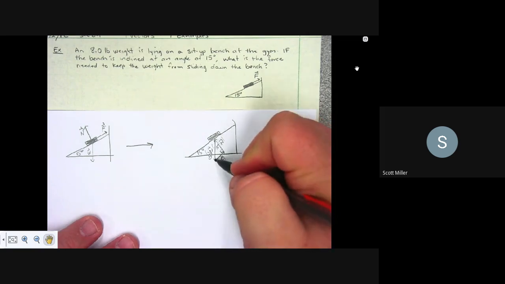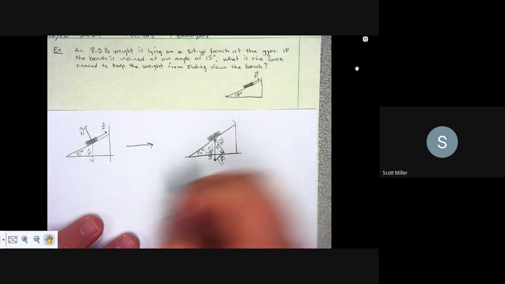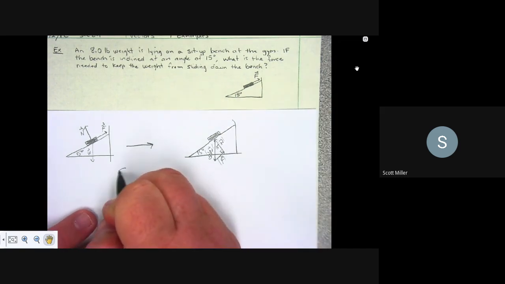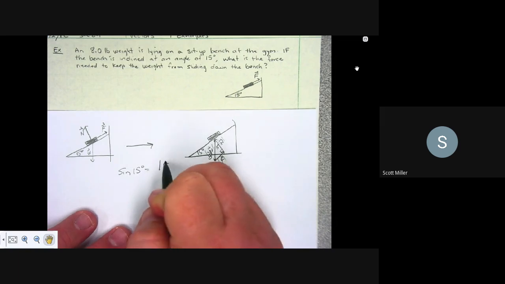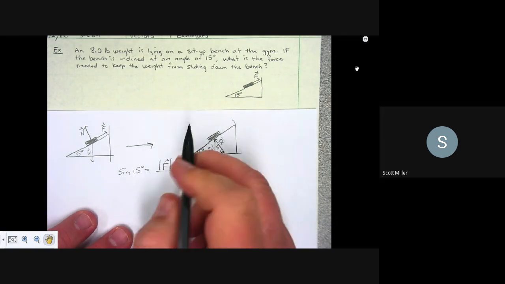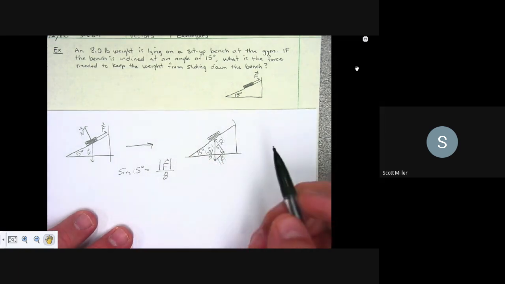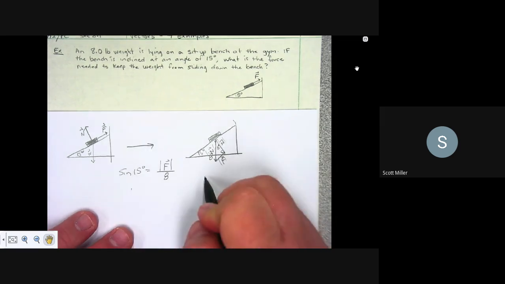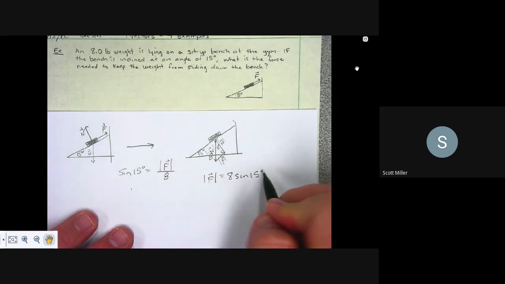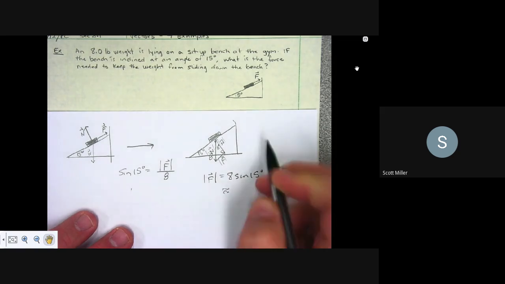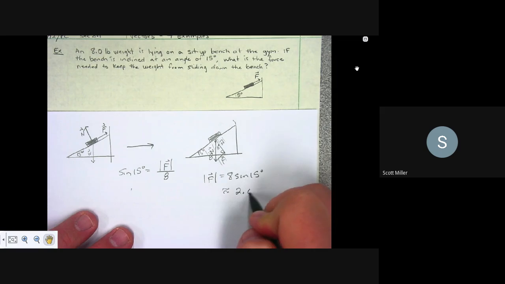This is 8. Well, that's the hypotenuse. This is the opposite angle. So then I know that the sine of 15 degrees is the magnitude of the force I want, divided by 8. And so my magnitude of the force is 8 times the sine of 15 degrees. And then I can use a calculator, and I can figure that out, that it's about 2.071 pounds.